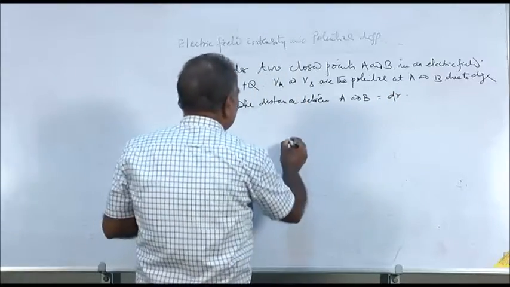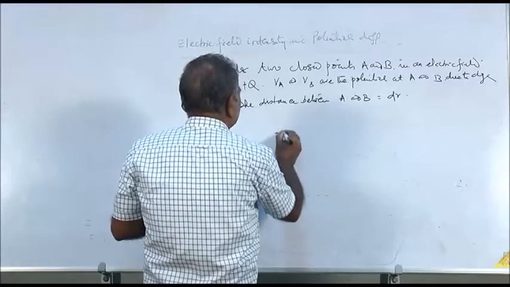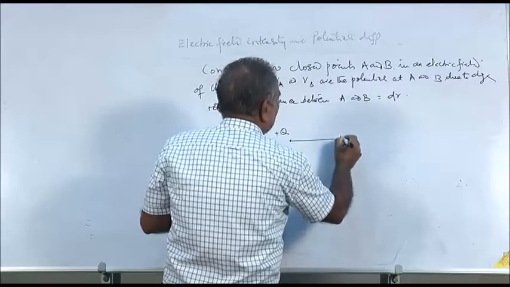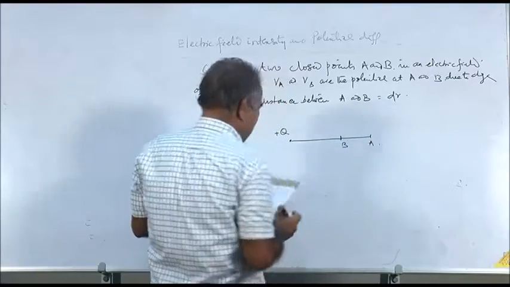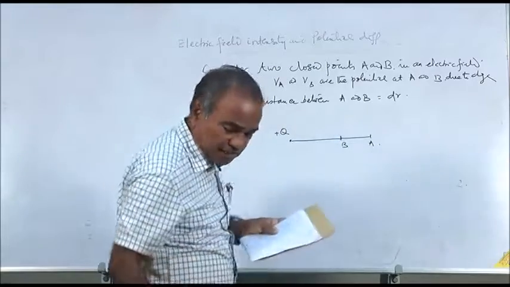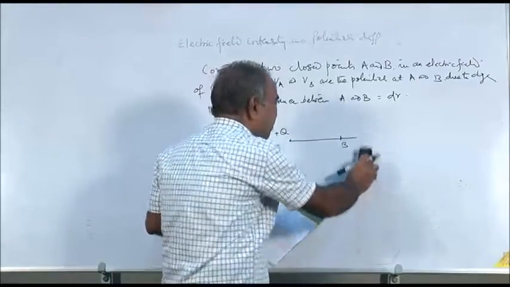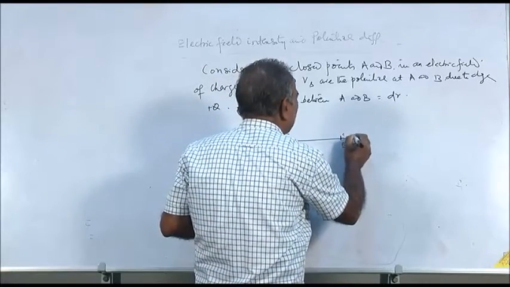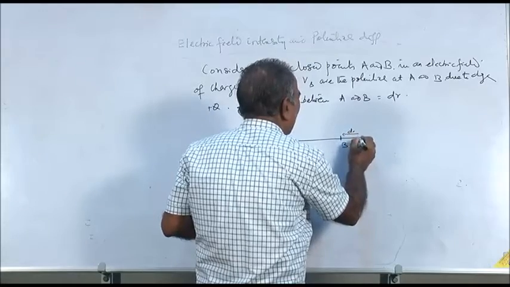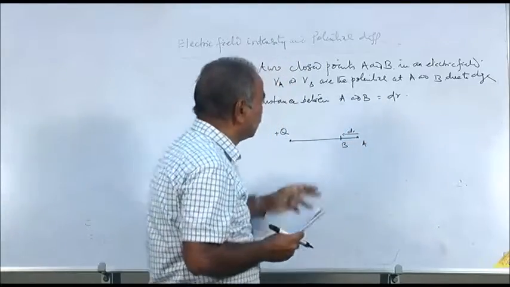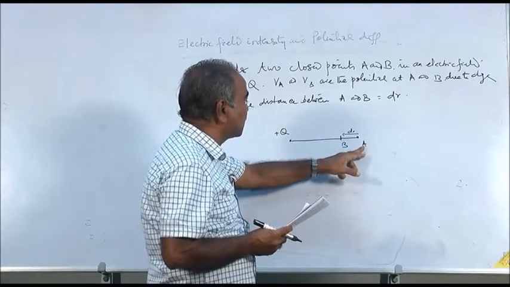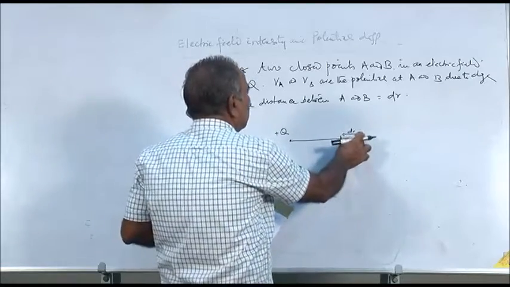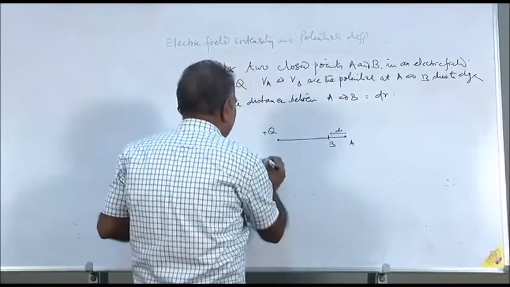So, if you draw the figure, here at this point plus Q charge is here, and we have this point B and this point A, and this distance we can make very small. So, this distance is dr. When a unit positive charge is taken from point A to B, the potential difference between the 2 points we can write as dV.